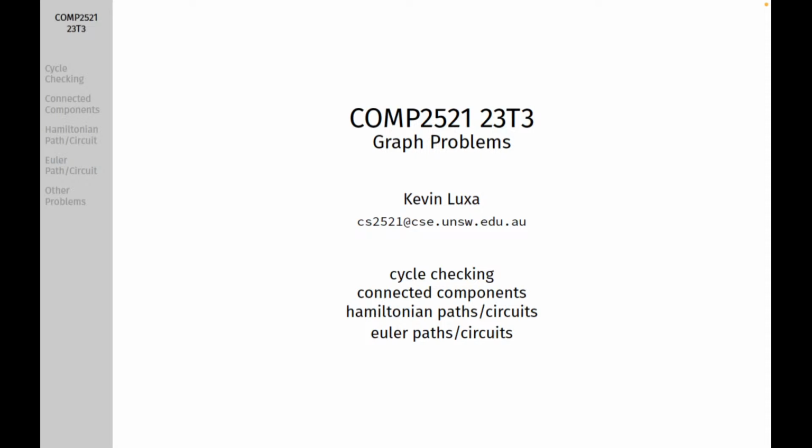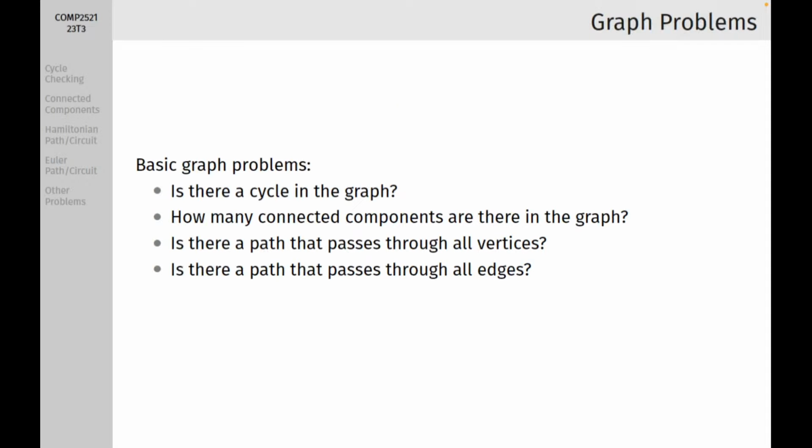All right, so what are the common graph problems that I'm talking about? One of these problems is: is there a cycle in the graph? I want to know if there's a cycle. How many connected components are there in the graph? Is there a path that passes through all the vertices? And is there a path that passes through all the edges?